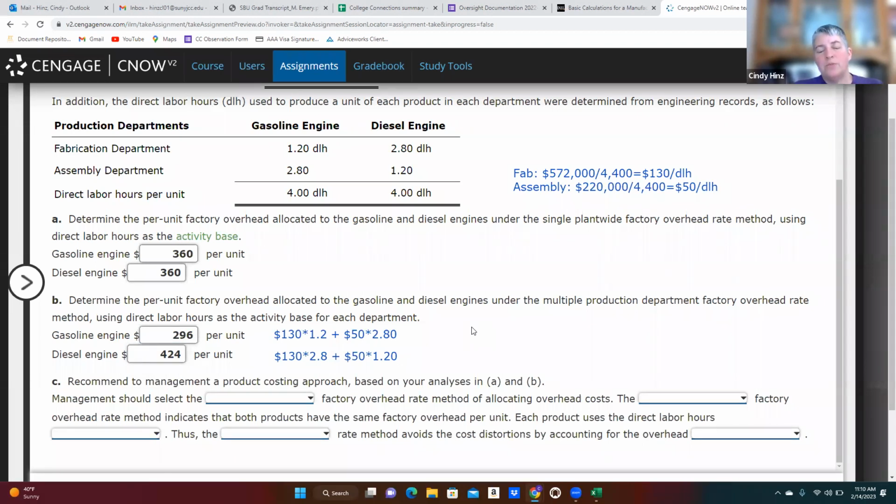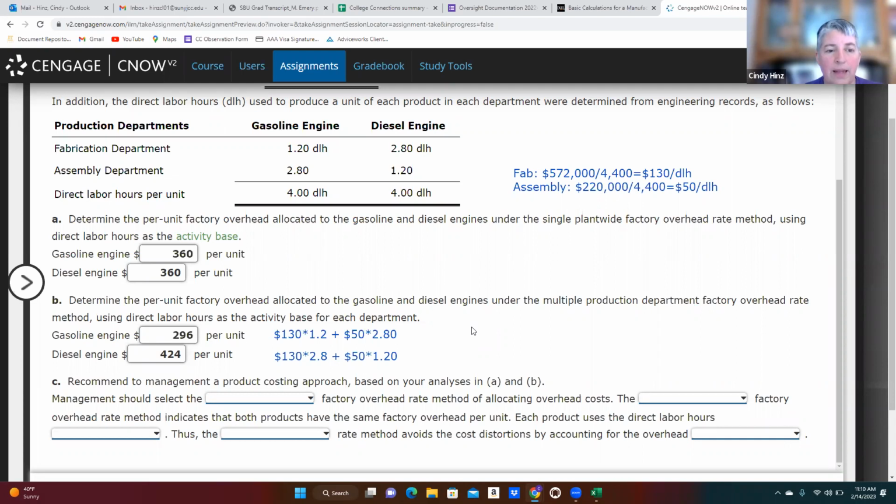So as I said, as we were just reviewing it and seeing what kind of overall impressions we could gather, we knew that using a single plant-wide rate was going to overcost the gasoline engine and undercost the diesel engine, because the diesel engine uses more of the more expensive fabrication department.